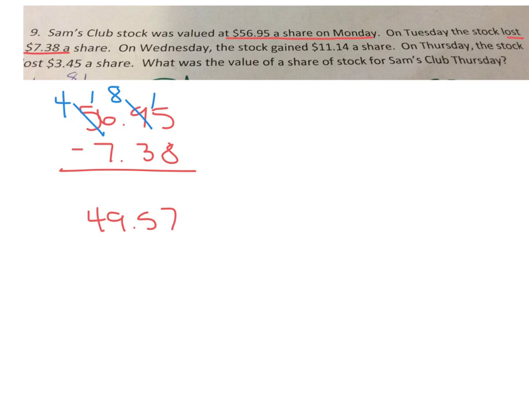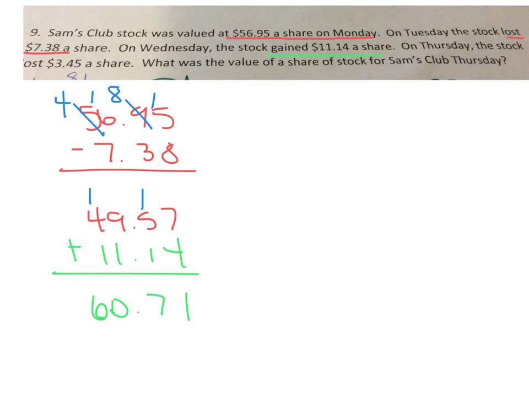Okay, so now we're up to Wednesday. On Wednesday, the stock gains 11.14. So gain means we're going to add 11.14. If you used your calculator, it came out to be, I think, 60.71. Yeah, 60.71. I'll check that here in just a second when I do the work. So when I actually do the work, 7 and 4 is 11. So, of course, I would carry a 1. 5, 1, and 1 is 7. 9 and 1 is 10. Carry a 1. 4, 5, 6, 60.71.